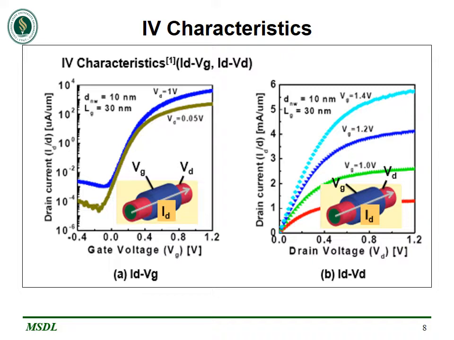Let's take a look at the IV characteristics of a nanowire transistor. IV characteristics is a graph of the drain current against the drain voltage. As we can see in this graph, the IV characteristics of a nanowire transistor are very similar to conventional MOSFETs. Hence we can easily replace bulky conventional MOSFETs with small-size nanowire transistors.